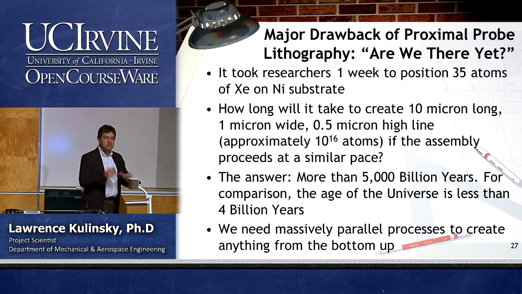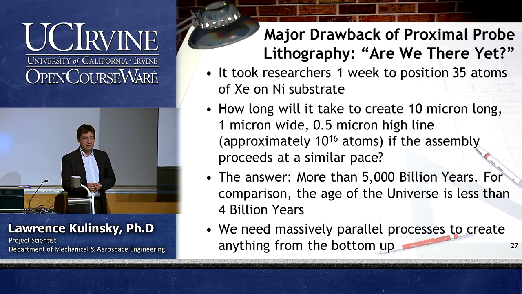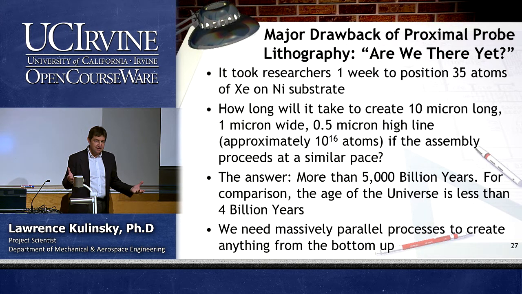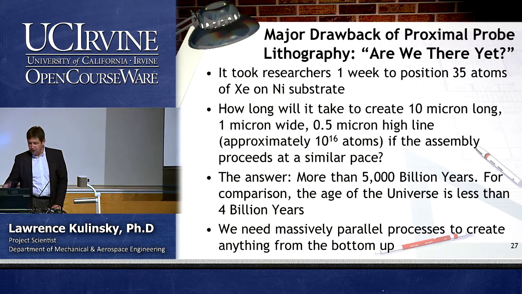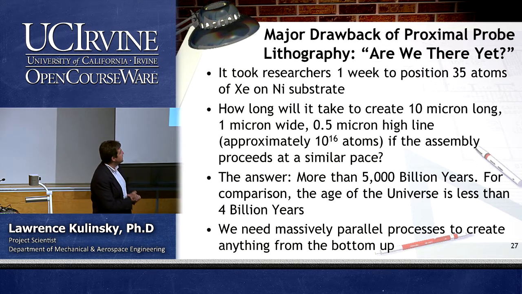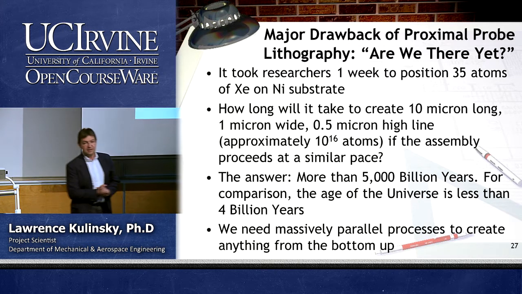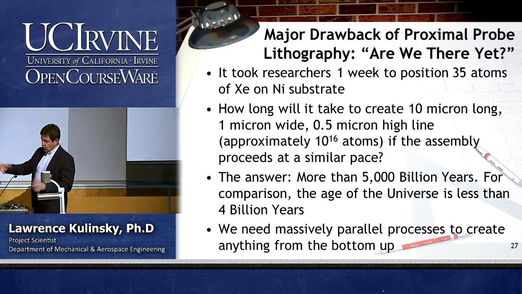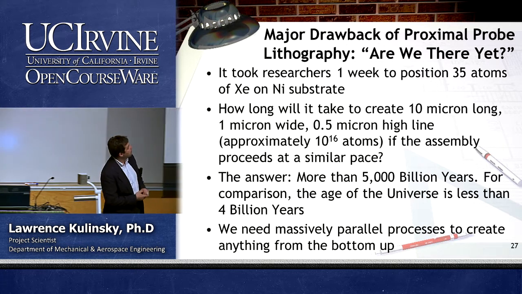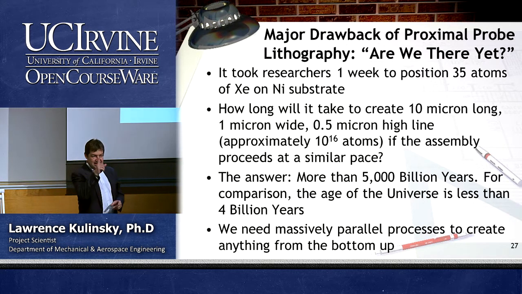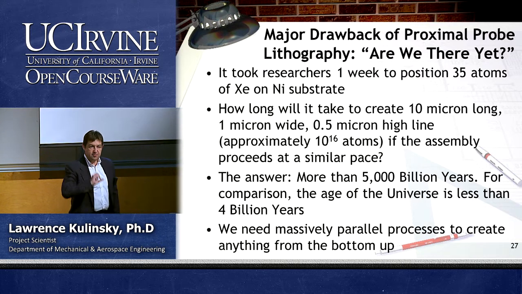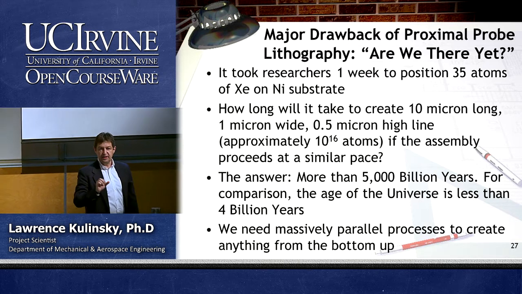So you can do it with individual atoms. The major drawback, okay? The major drawback is, are we there yet? It's the speed, okay? How fast can you do that? It took researchers 1 week to position 35 atoms of xenon on a nickel substrate. So how long will it take to create a 10 micron long, 1 micron wide, half a micron high line? Any ideas?